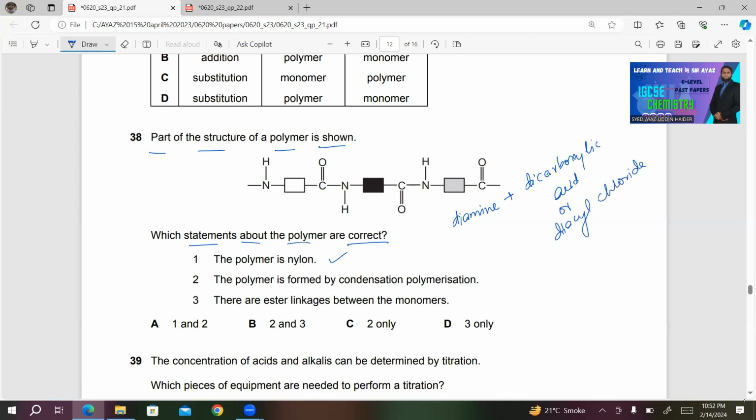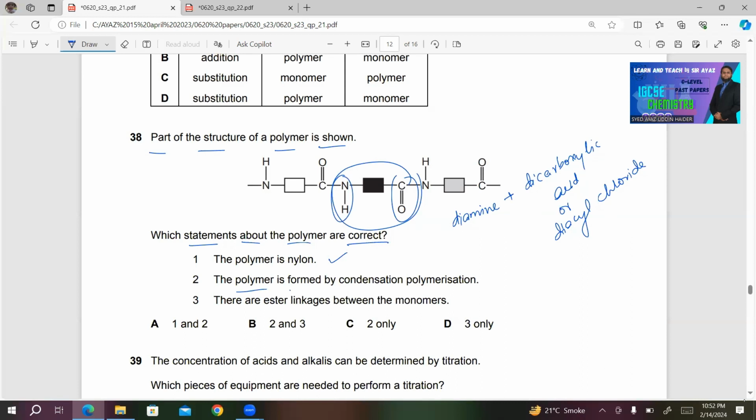So it means you must have an NH bond on both sides of one repeating unit. So you're not getting NH on both sides. You have C=O and NH on one side. So this can't be the nylon.